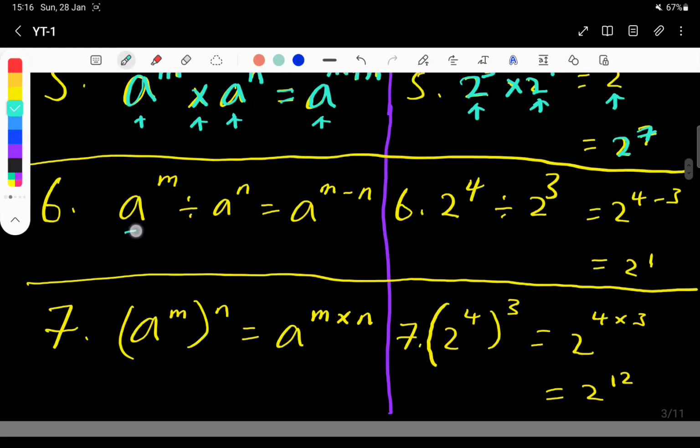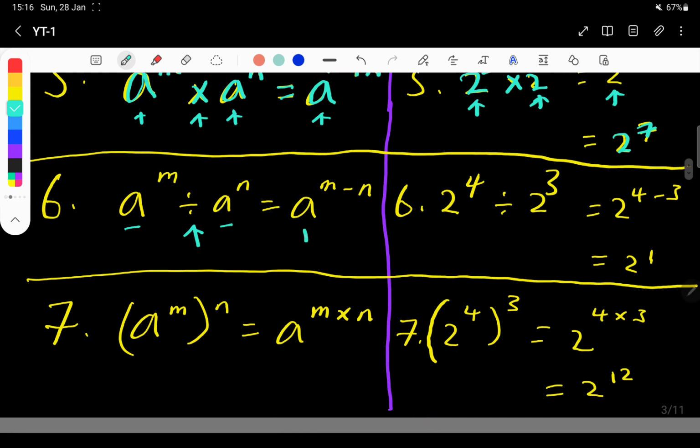Let's see formula number 6. How if you have the common base and then with the division process? Your answer will still get back the common base. Whenever you have the division of the common base, the power you need to carry out the subtraction process. For example, like a power of m divided by a power of n, what you will get is a power of m minus n.